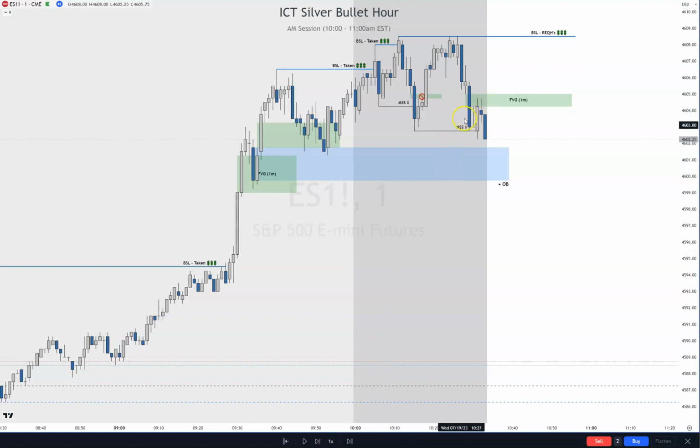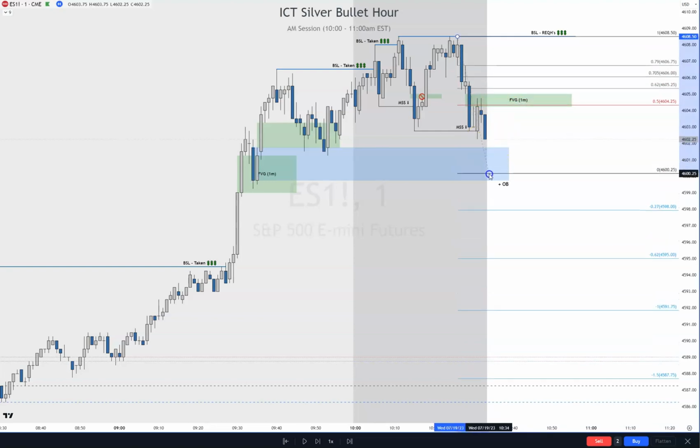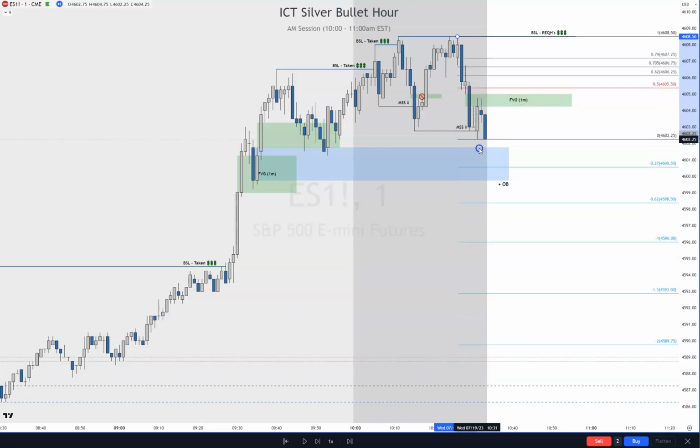Here's why I'm not getting into that right there: if you took the fib from high to low, that's still in a discount, right? So I need it to come down lower so I can move my fib so that the fair value gap is in a premium to go short. That's why I'm not taking this trade right now. I just didn't want you to think, wait, why aren't you getting in? Well, that's why I'm not getting in.